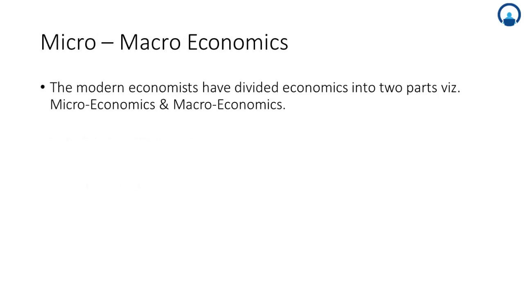Now let's get to know in detail about two important concepts of economics, that is microeconomics and macroeconomics. The modern economists have divided economics into two different parts, that is microeconomics and macroeconomics. Ragnar Frisch was the economist who introduced these two terms, which are derived from Greek words mikros, which means small for micro, and makros means large for macro.